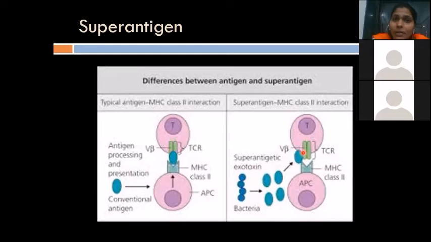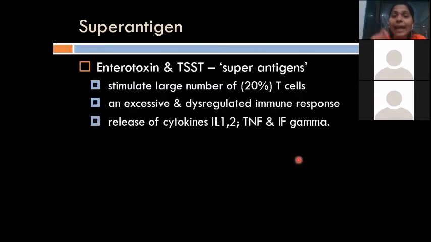All right. So where it goes and attaches to the T4 lymphocyte, this site can be present in almost 1/5 of the T lymphocytes. And since it attaches to some different site, at one point it is able to stimulate almost 20% of the population of T lymphocytes. And that is something which proves fatal.